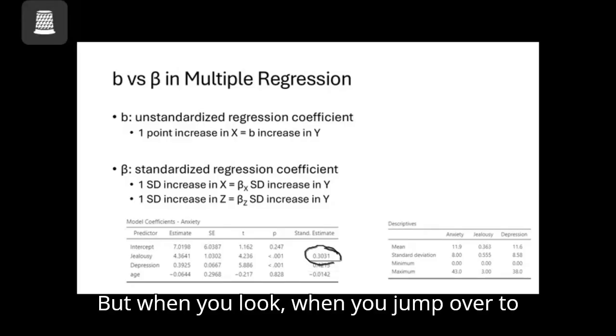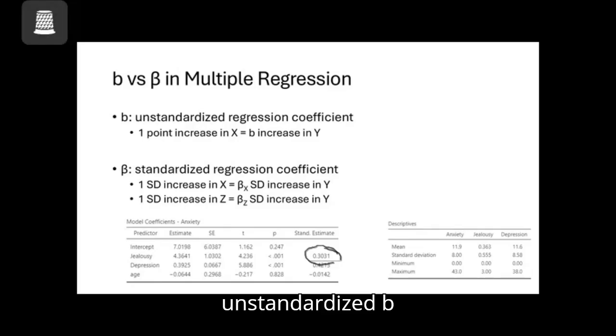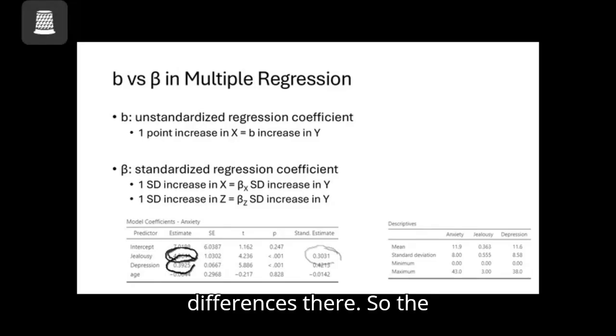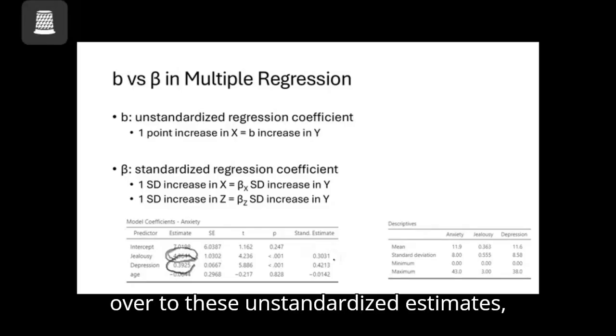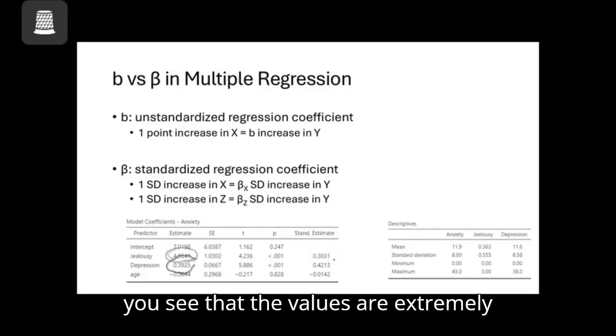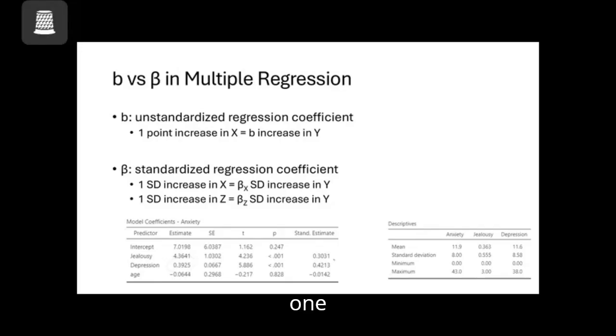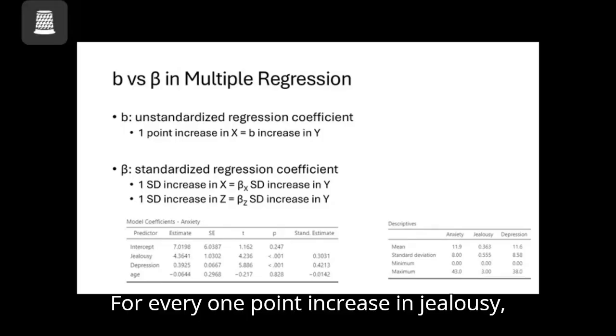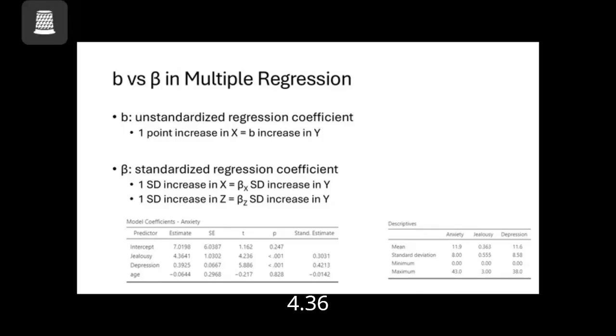But when you jump over to the B, those unstandardized B coefficients, we're seeing really big differences there. So the standardized estimates are pretty close, 0.3 and 0.42. But when we go over to these unstandardized estimates, you see that the values are extremely different. For every 1 point increase in depression, it is a 0.39 increase in anxiety. For every 1 point increase in jealousy, it is a 4.36 points increase in anxiety.